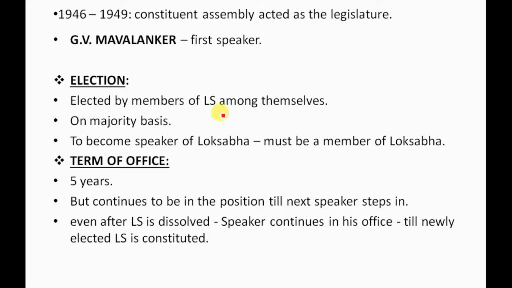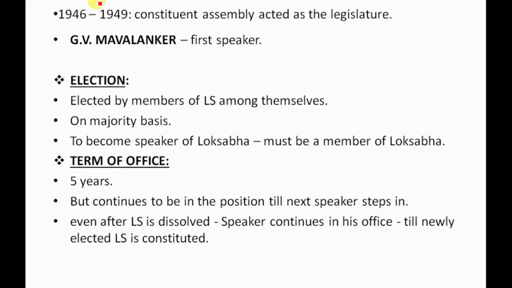The next one: from the year 1946 to 1949, the Constituent Assembly acted as the legislature. Remember this fact, that from 1946 to 1949 there was no legislature as such. In its place, the Constituent Assembly carried on all the functions of a legislature, because the process of drafting a constitution was taking place. After the constitution was drafted, it was decided that we would have a speaker as per our constitution.